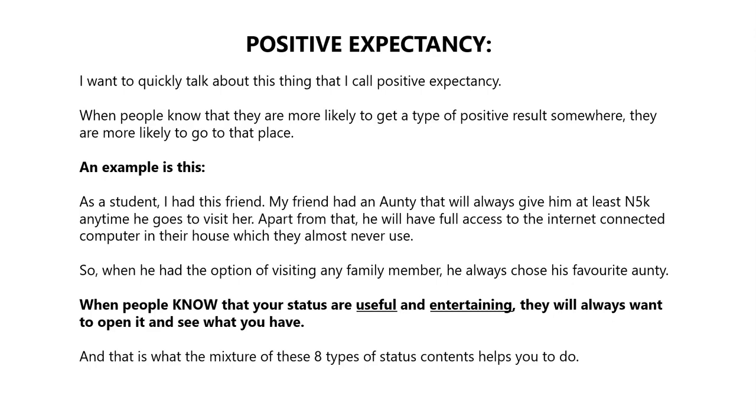So when people know that your status are useful and entertaining, they will always want to open it and see what you have to say. And that is why, for me, I use email marketing, and anytime I send out an email to my list, I get an open rate of between 40 to 65% each time. And that is because people expect to see value from me. They expect to see stuff that is entertaining from me, and that is why they open my email. The same thing happens when you are promoting via WhatsApp status. If you are promoting good content that is useful and entertaining, more people are going to view your status, and then they are going to view them often. And you can achieve this via the mixture of the 8 types of content that I talked about earlier.